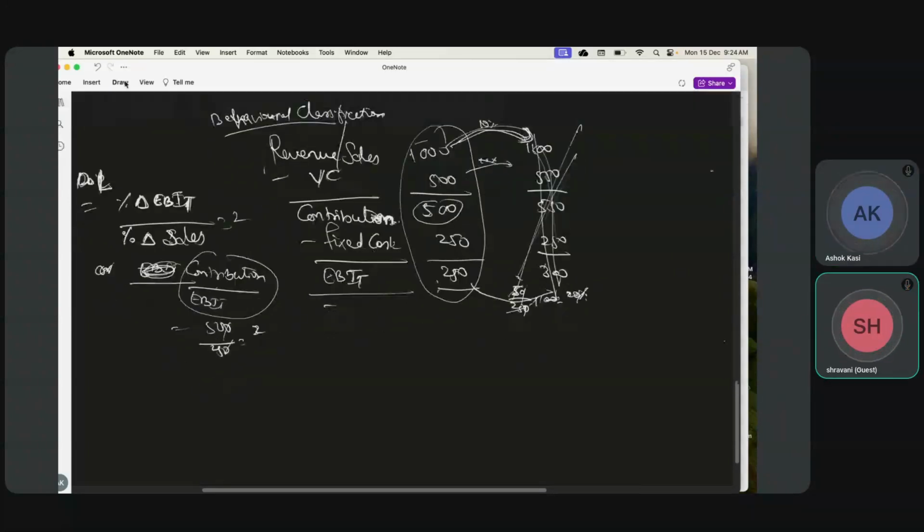Yes, sir. So further, if I write minus interest, imagine 50 rupees, then earning before tax is 200. Then minus tax, let's say 30% tax, that comes to 60, leaving 140. This is the net income.